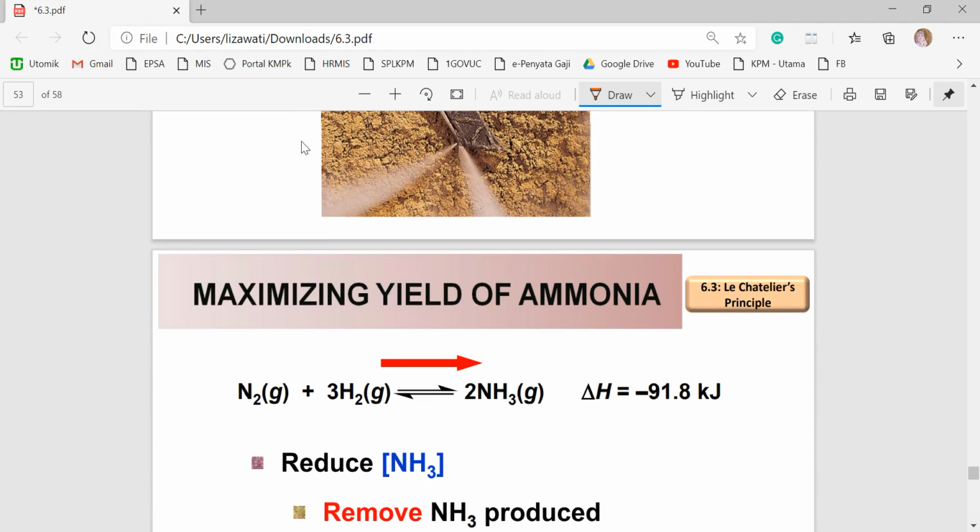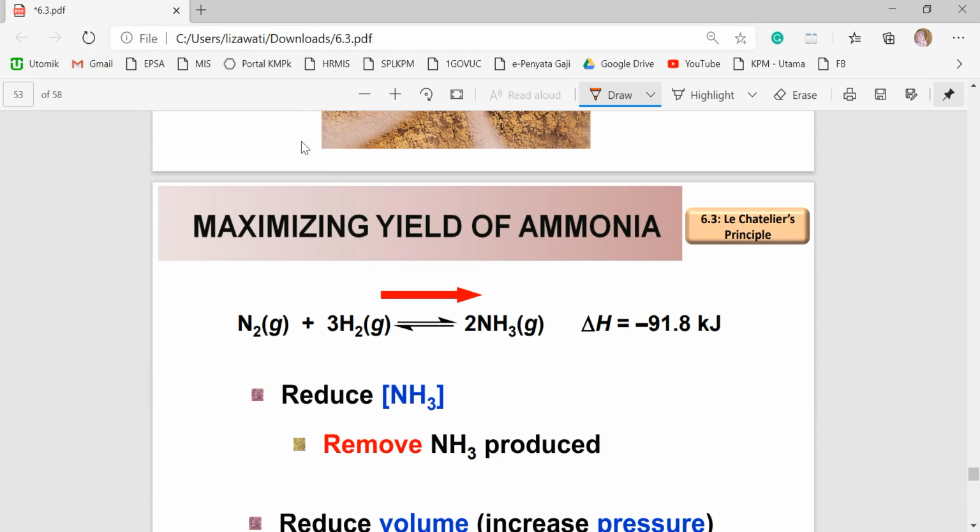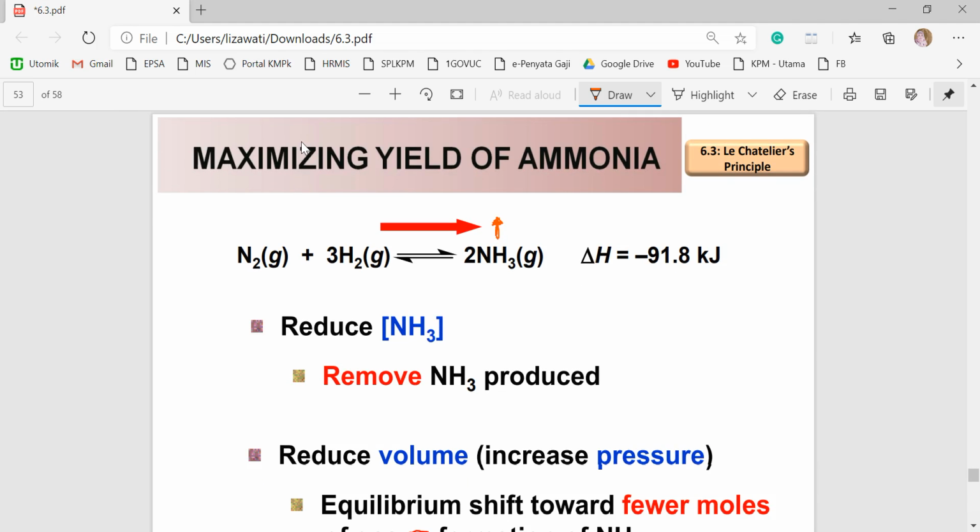We actually want to maximize the amount of ammonia formed. In order to increase the amount of ammonia, the direction of the equilibrium should always shift to the right. So first, we can reduce the concentration of ammonia by removing the ammonia. The system will shift to the right in order to form more ammonia.